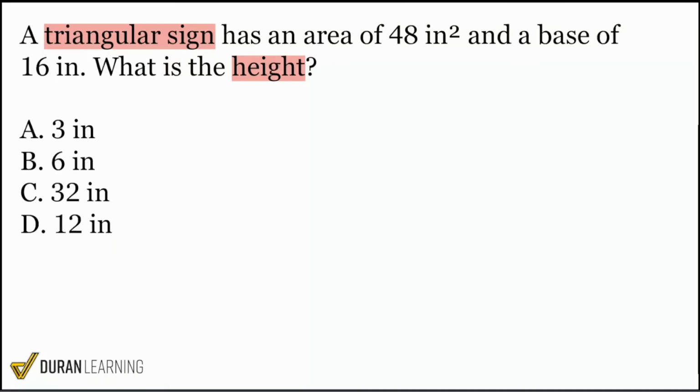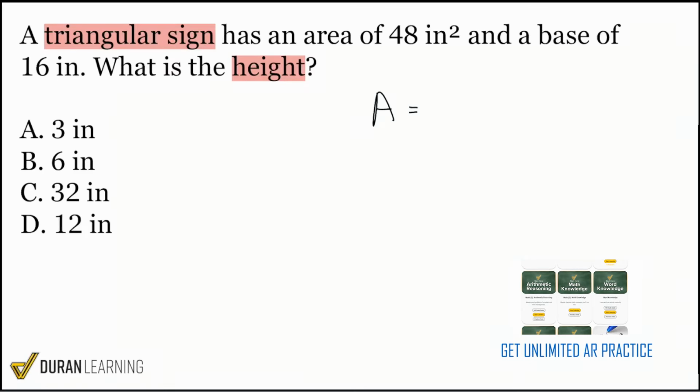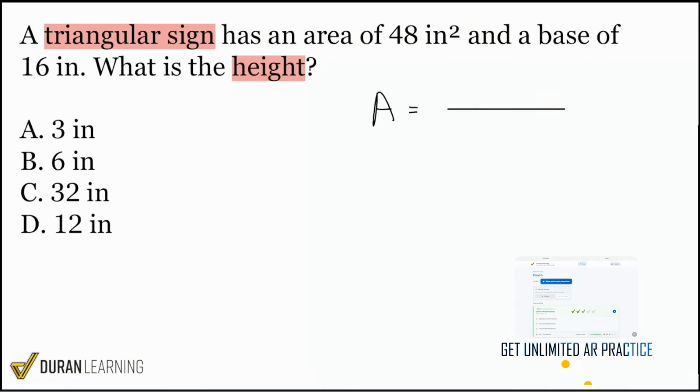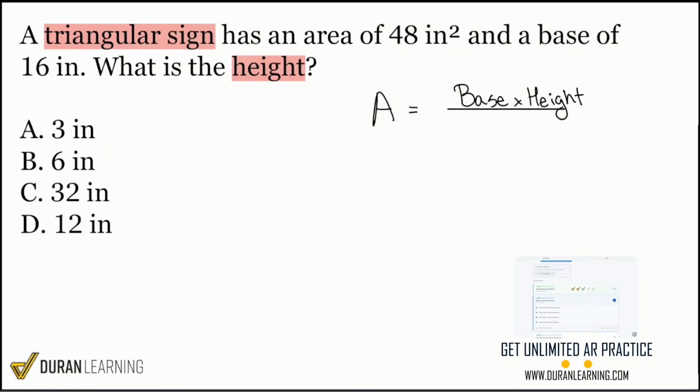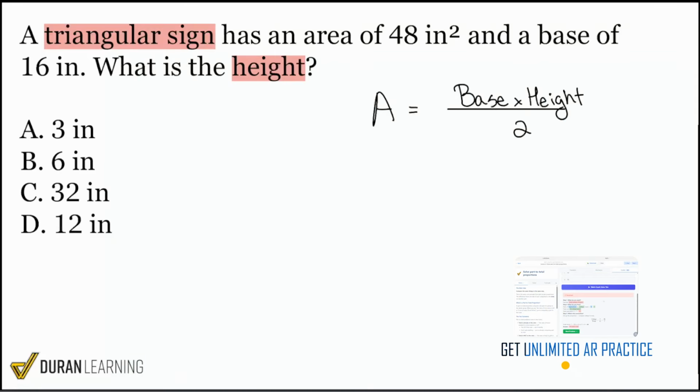So to help yourself represent how this is all supposed to go down, here's my recommendation. Let's write that formula for the area of a triangle. Area equals base times height divided by 2. Just like that. Base times height divided by 2. Now, from here, we're going to plug everything in. I am looking for the height. I am looking for this right here.